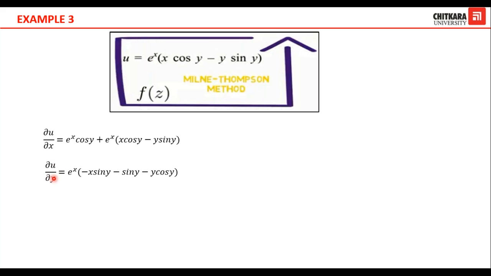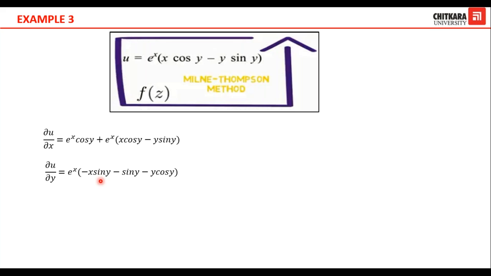Similarly, we will calculate curl u by curl y. What is curl u by curl y? Let's take the derivative of u with respect to y. So now e to the power x will be kept constant. Take the derivative of this expression. X into derivative of cos y is minus sine y. So I've written here. And here you have to apply the product rule. So constant, derivative of sine y will be cos y. Then we will keep sine y constant. Derivative of y is 1. So you get these three terms, right?